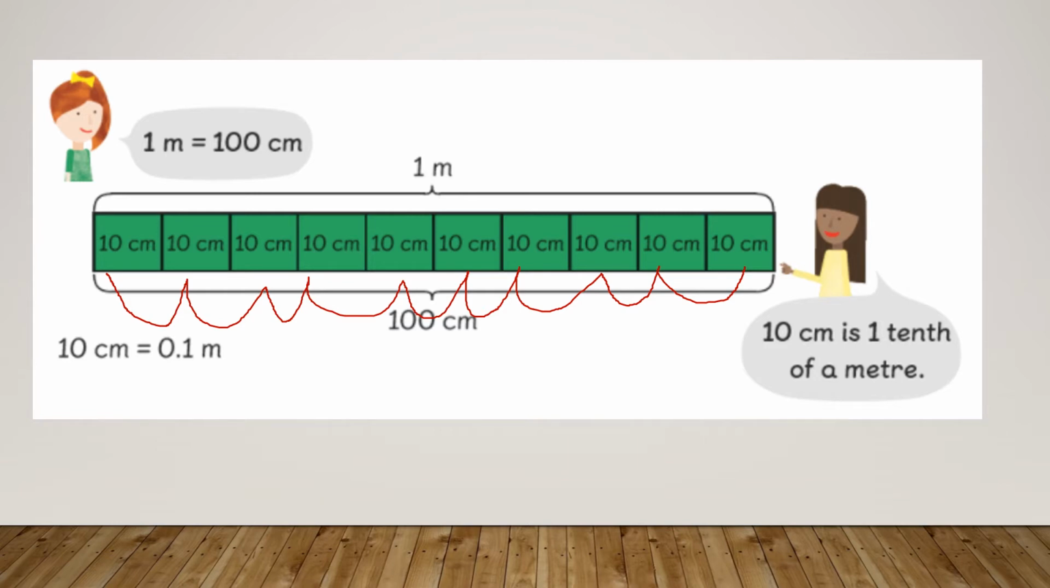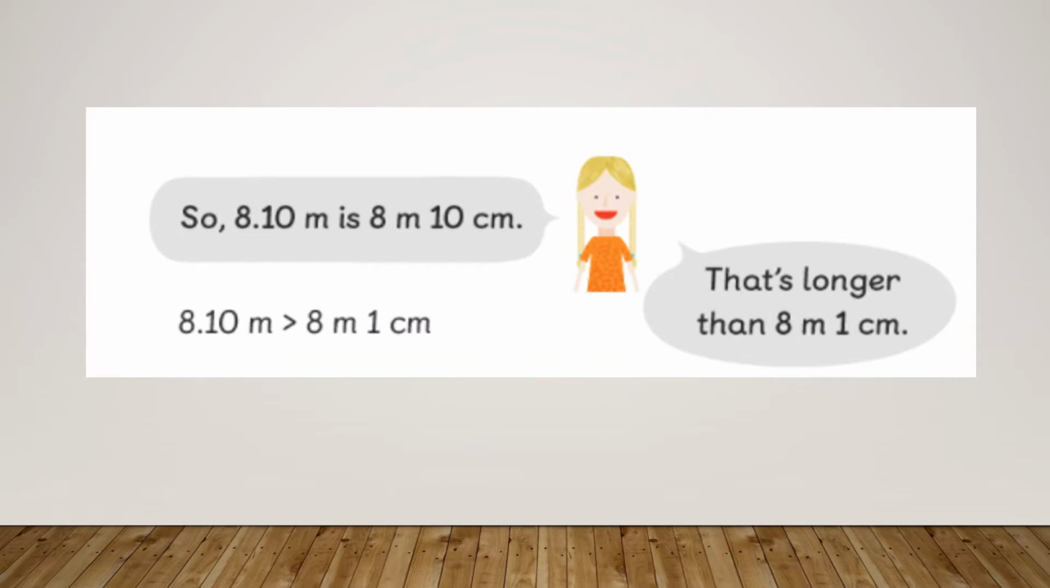Now, to show that as a decimal, 10 centimetres equals 0.1 metres. And this can help us solve this problem. After working this out, we can say that 8.1 metres is 8 metres and 10 centimetres. Now that's longer than 8 metres and 1 centimetre. So 8.1 metres is greater than 8 metres and 1 centimetre.